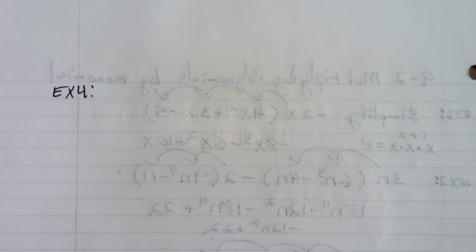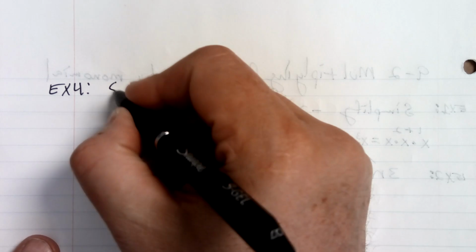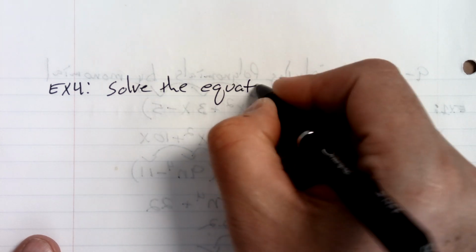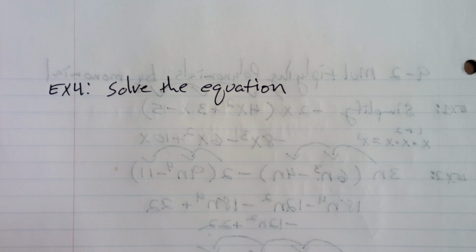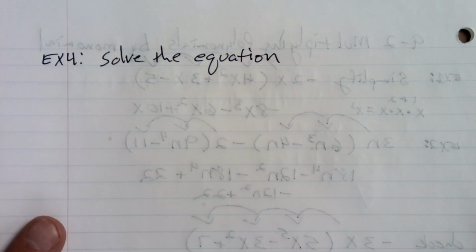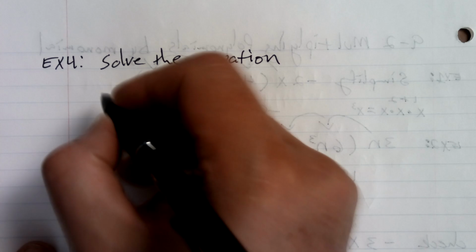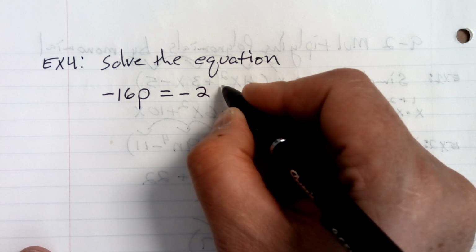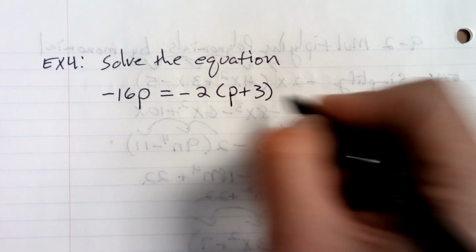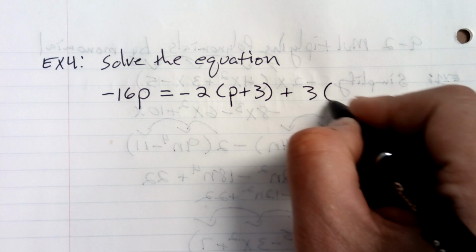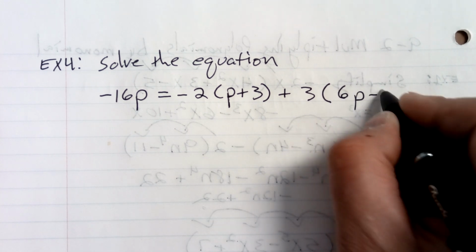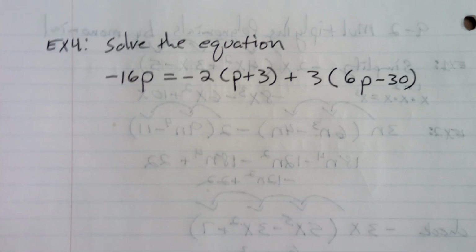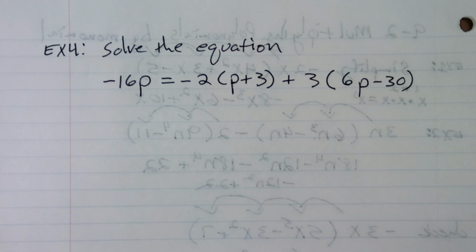Right. All right, example 4. Solve the equation. Negative 16p equals negative 2, p plus 3 plus 3 times 6p minus 30. What should we do first? Distribute is an amazing answer.